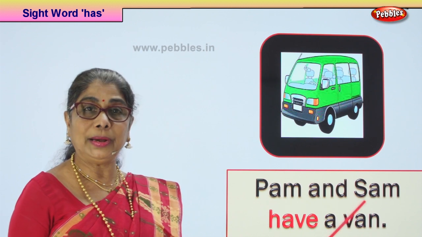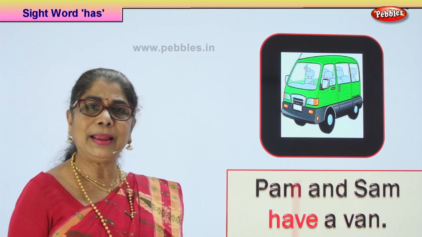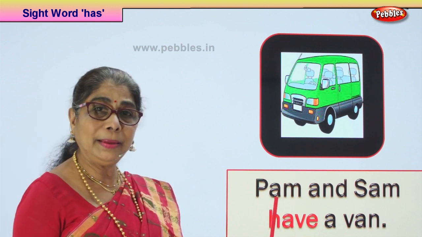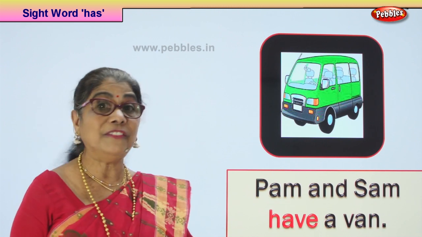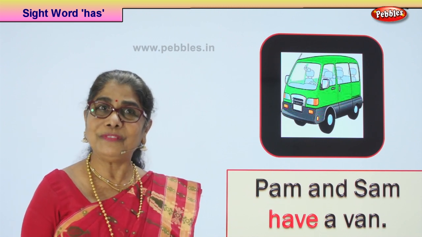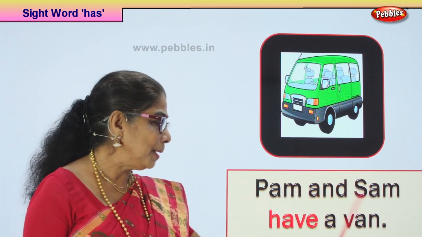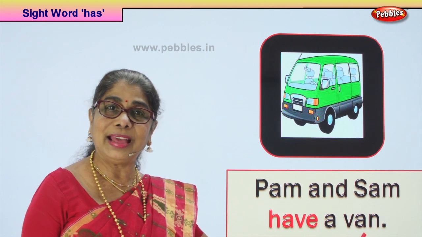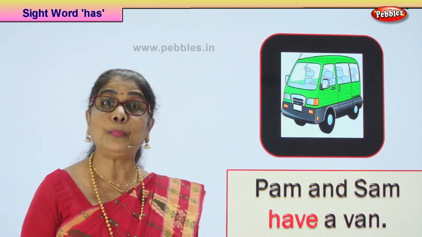And so two people, Pamela and Samuel. Short form is Sam, Pamela, Pam. What do they have? They have a van. What for? To go traveling around. Very good. So you learn to read the sentence. Pam and Sam have a van. The sentence begins with a capital letter and ends with the full stop.